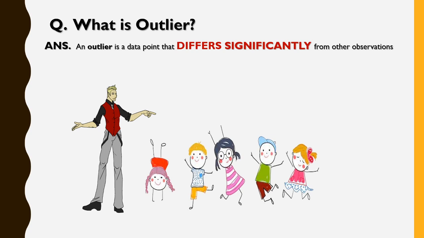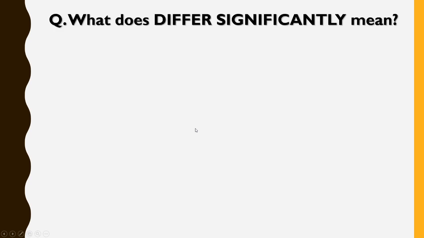In a definition manner, an outlier is a data point that differs significantly from other observations. So these are the observations, and the one that differs significantly from all of these will be called an outlier. Hence, the person in the red jacket will be the outlier in this image. Now, what does differ significantly mean? As in the previous slide, we mentioned differ significantly, and with the help of these words we can find the outliers from the given sample.